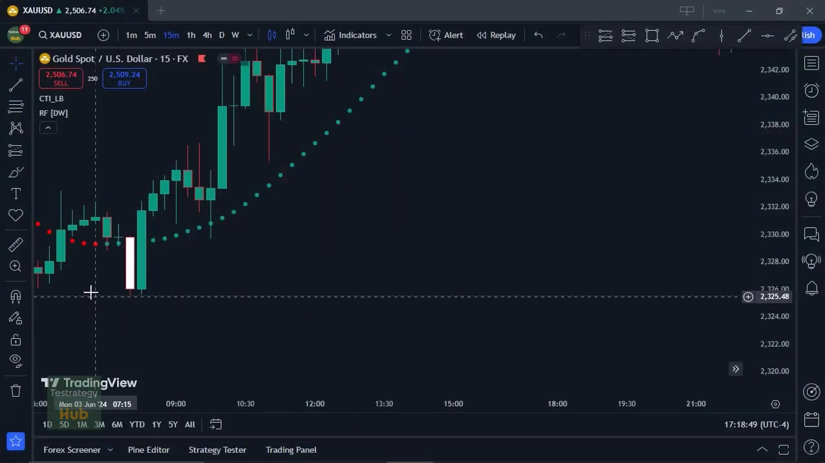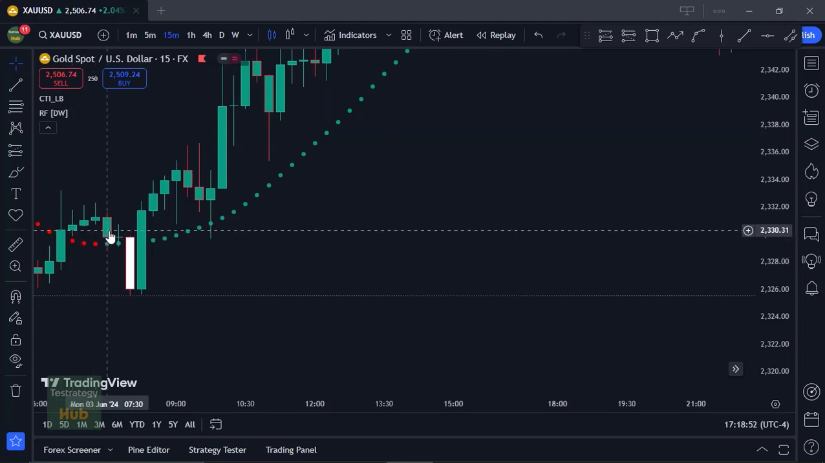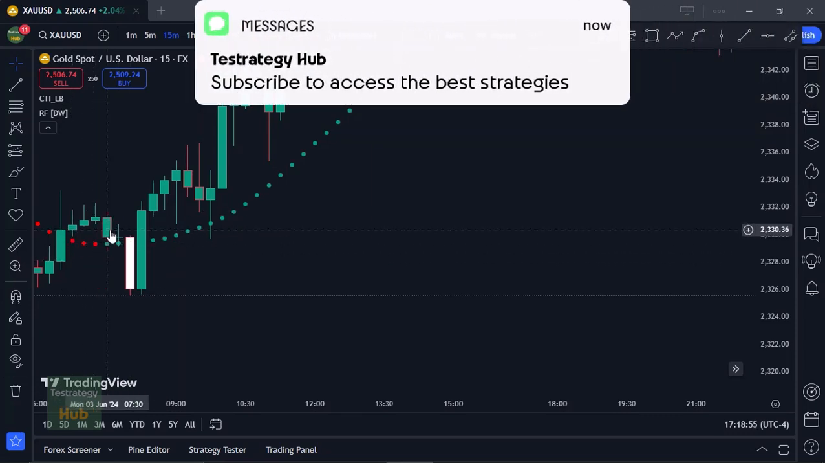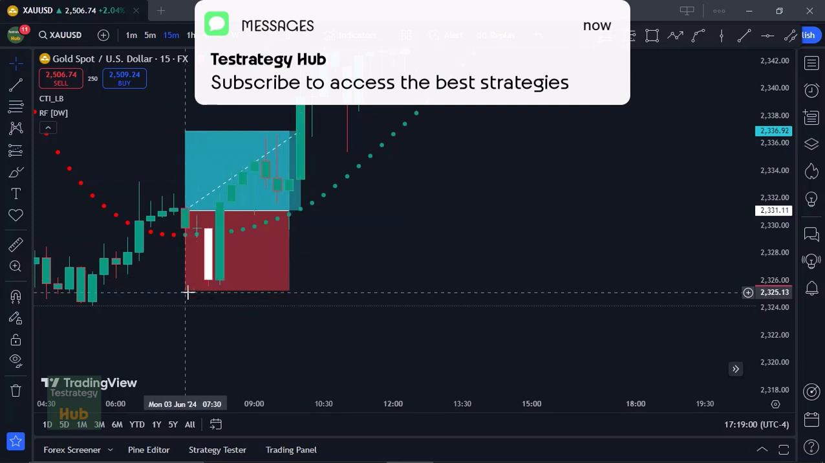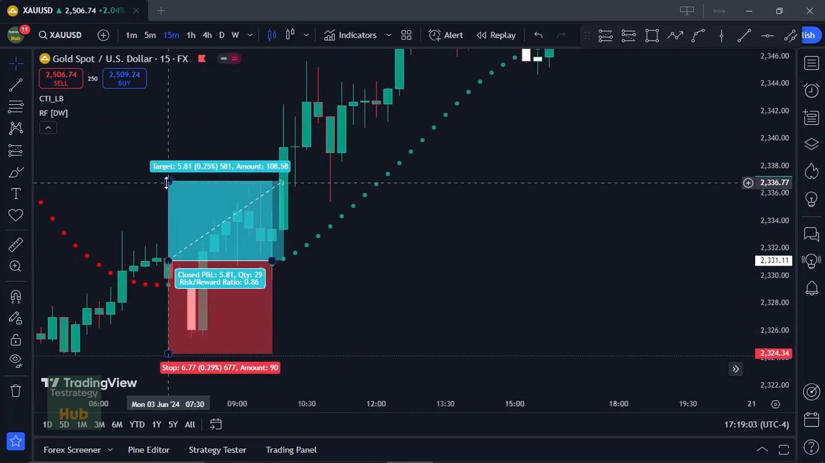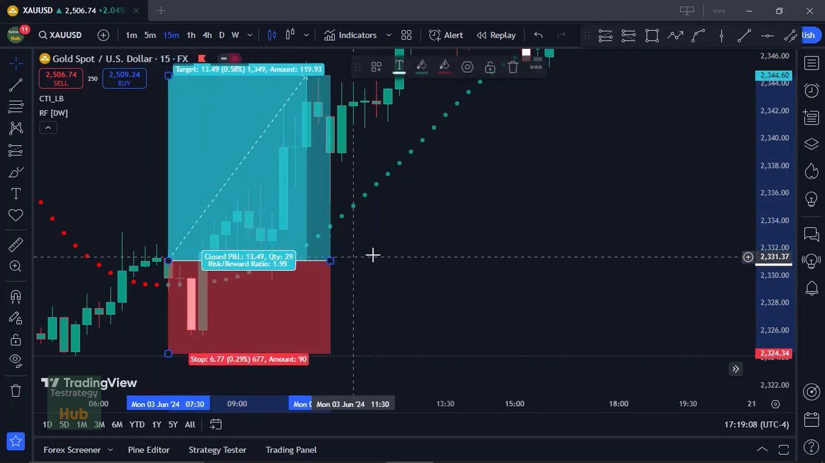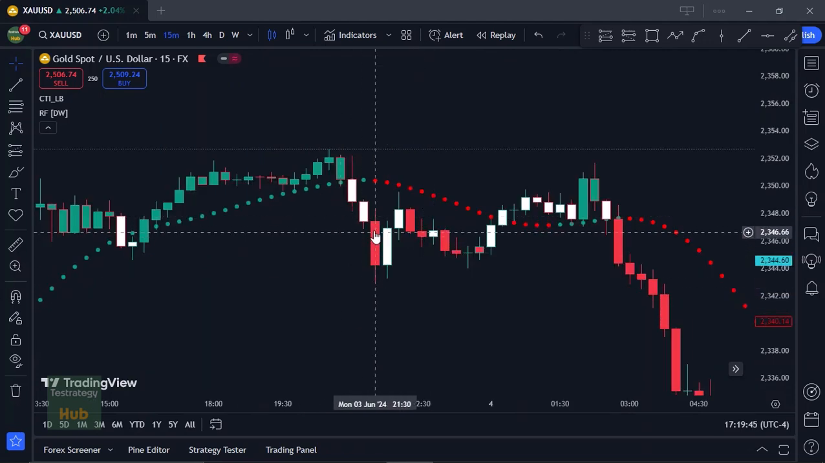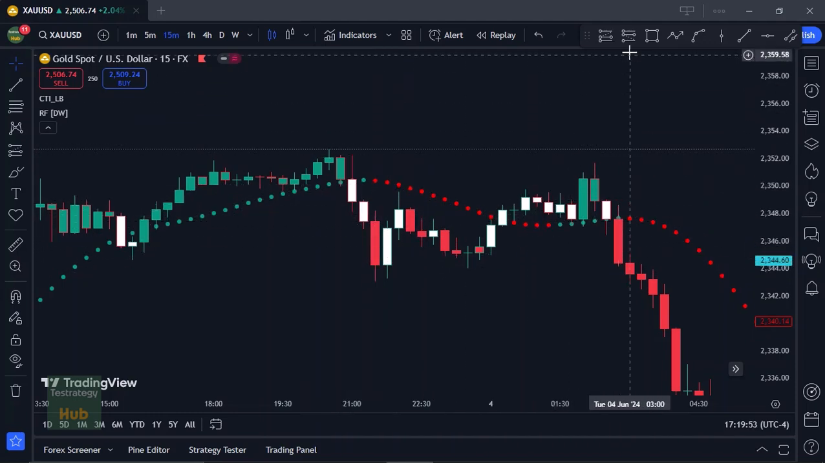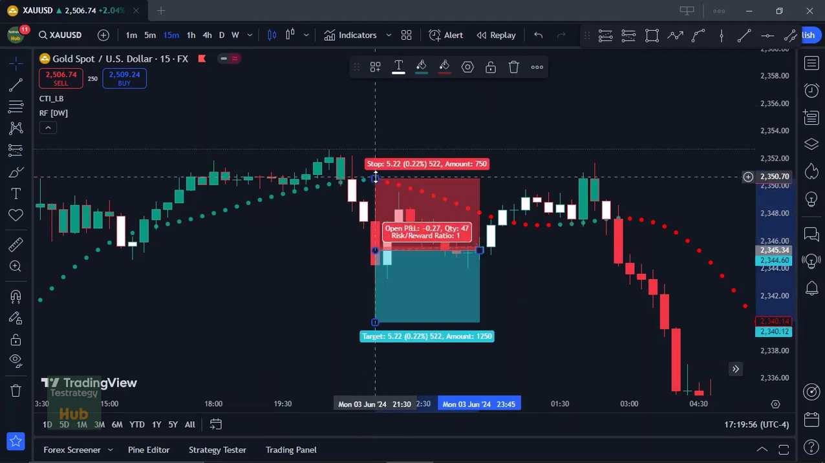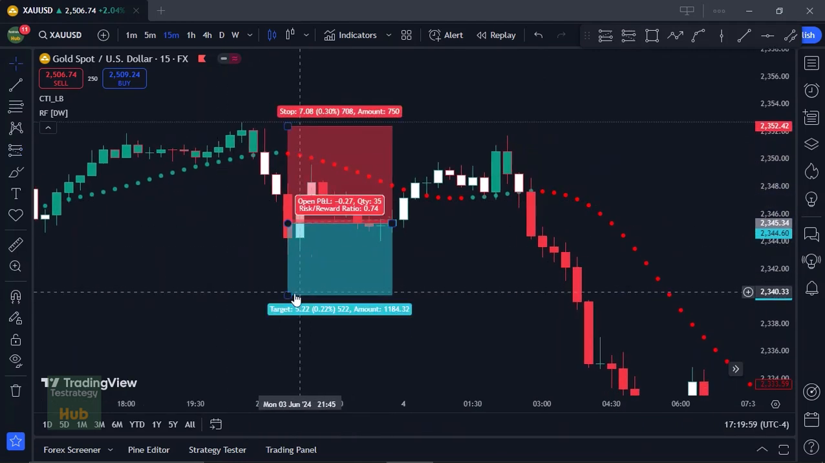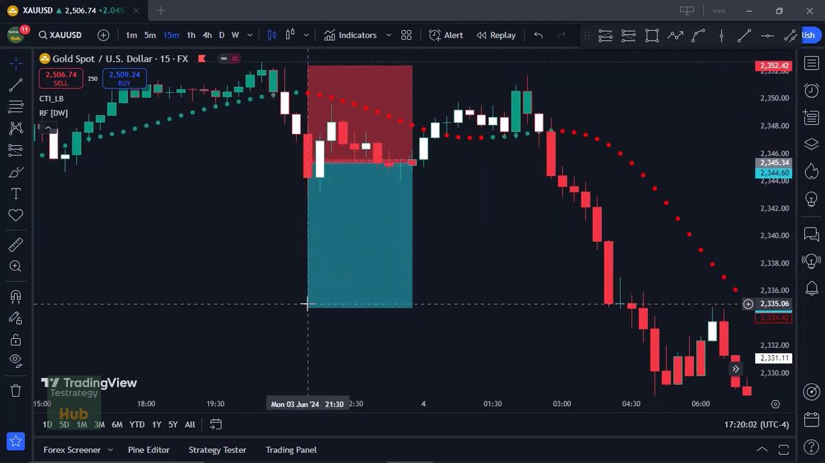For buy positions, first, the dots should change color from red to green, and the color of our candle should be completely green. Here we enter a buy position. We place the stop loss behind a resistance and look for a risk to reward of 1 to 2. For sell positions, first, the dots should change color from green to red, and the color of the candle should be completely red. Here we enter a sell position, place the stop loss behind a resistance, and look for a risk to reward of 1 to 2.